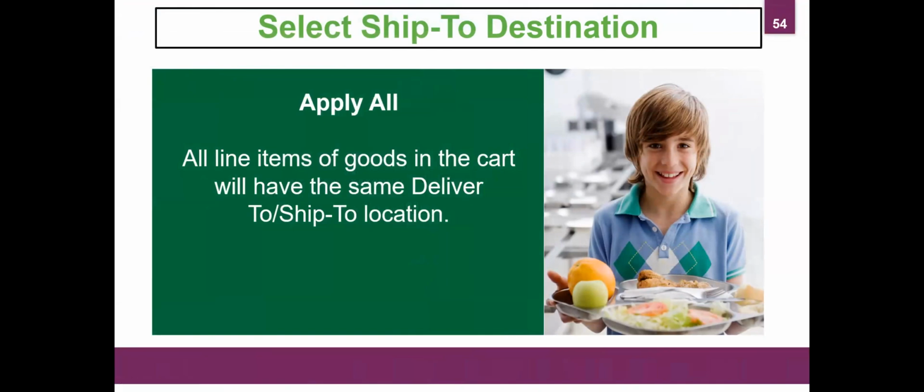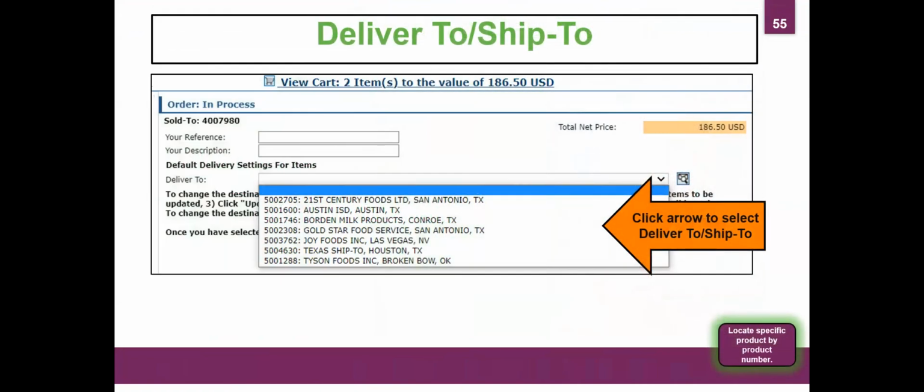So as we mentioned, hopefully we've done all of the grouped like items. So we are sending our chicken basically to our processor. So we have all of those same items, so we can assign just the one ship to location. So that kind of eliminates the margin for error. So under that deliver to column, you'll have a drop down.